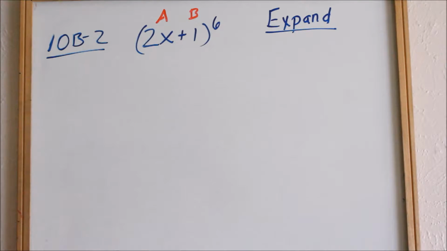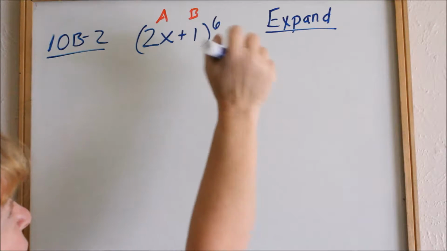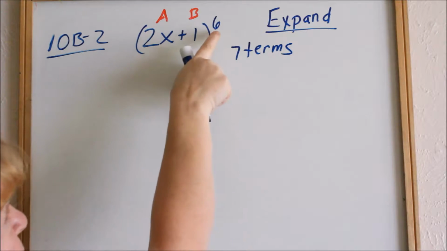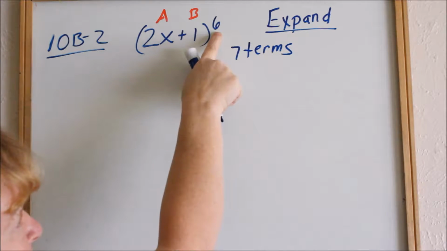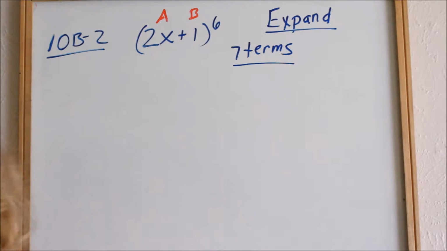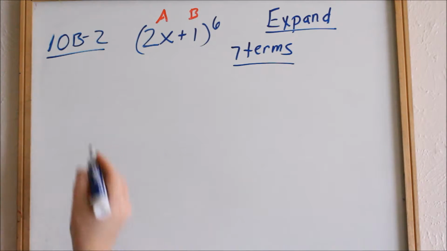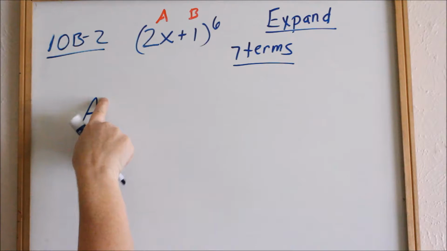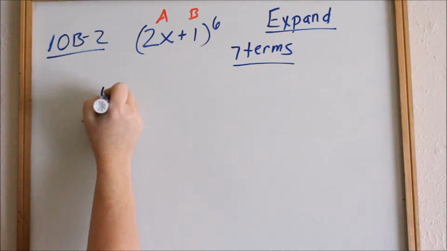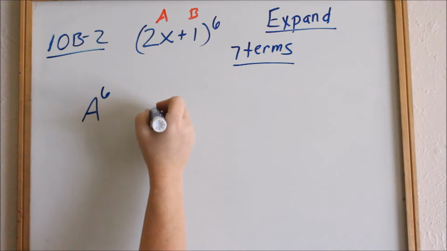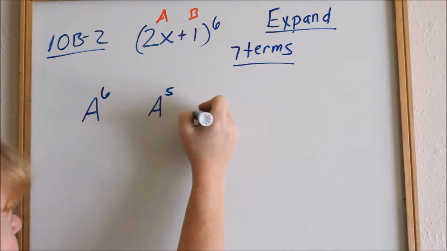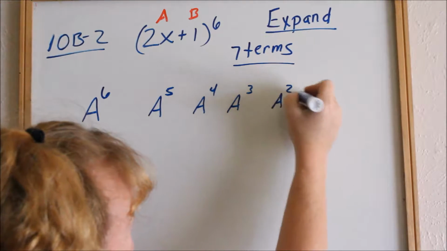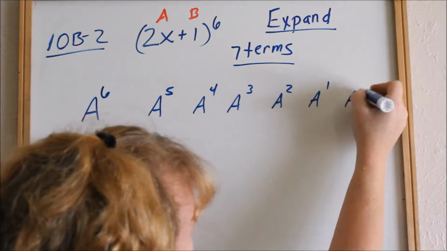First off, to make a note, since we're raising to the 6th power, you will have 7 terms. You will always have one more term than the highest power. Our highest power is 6, so we will have 7 terms. To write out your formula, you start with your A's, because we're going to use A and B to write a formula. Our highest A, since we're raising to the 6th power, will be A to the 6th, and then we're going to count our A's down. A to the 6th, A to the 5th, A to the 4th, A to the 3rd, A squared, A to the 1st, A to the 0.